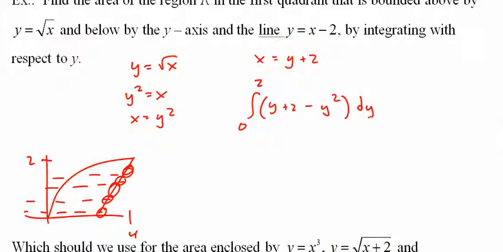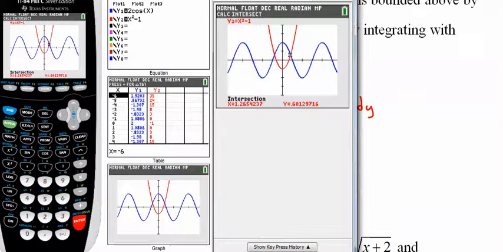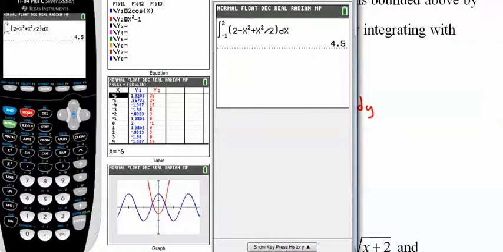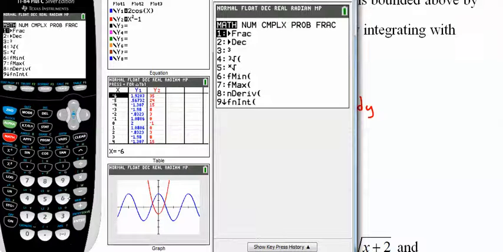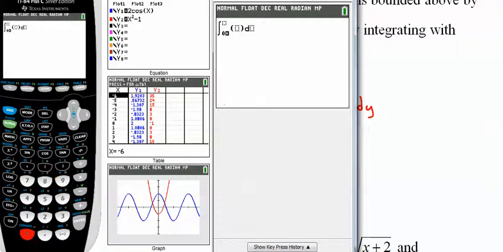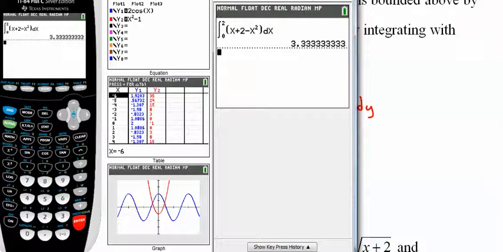Now I'm going to do it on my calculator just because I want to show you how it's done. A lot of people say, well, how do you put y in? You don't have to. Again, it's a dummy variable. So math from 0 to 2. And that was y plus 2 minus y squared, x plus 2 minus x squared with respect to x. And we better get 3.3 repeating here. And we do, because we already did this problem. We got the same thing.